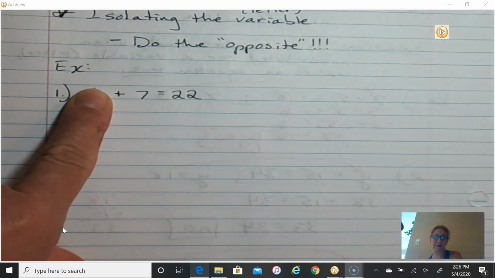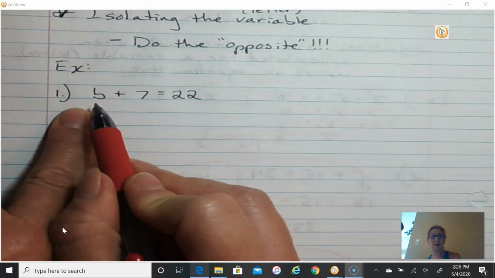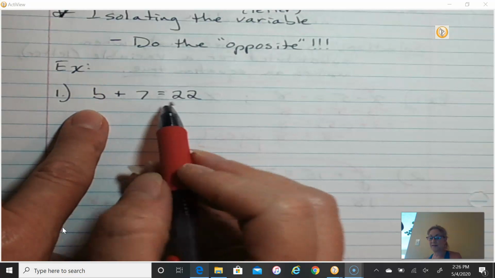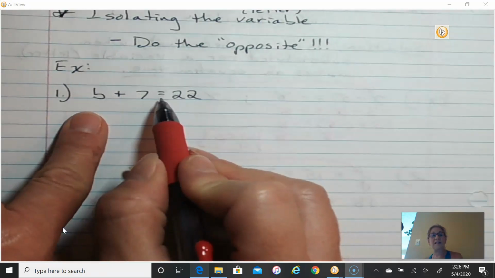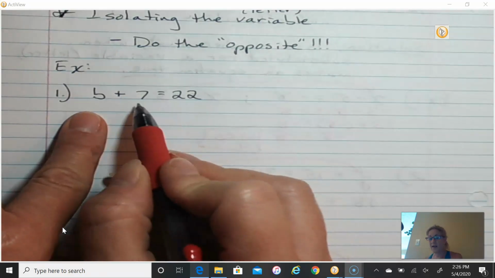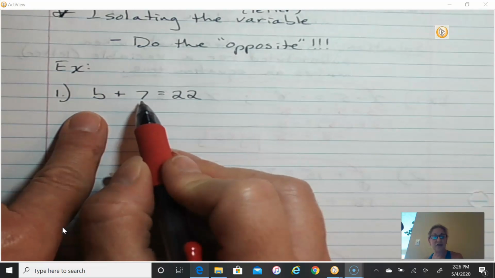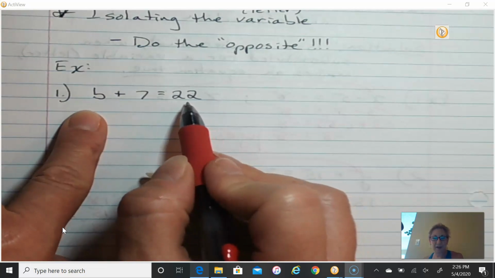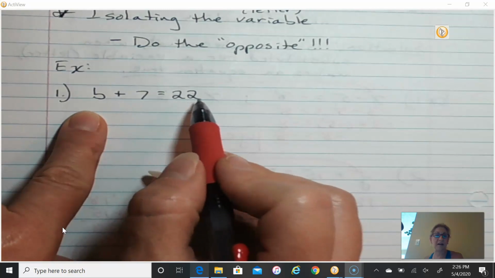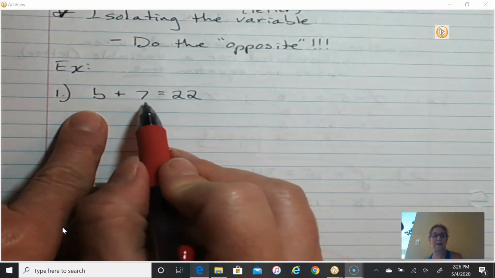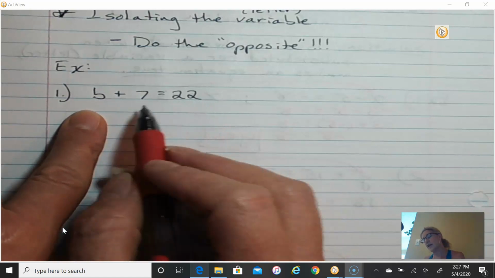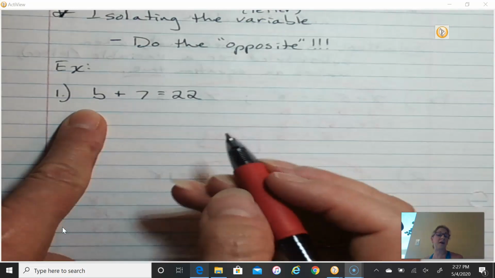Now let me explain intruder alert. You are the letter B. This is your house. The equal sign is the front door. The 7, that's the intruder. You have a 7-year-old intruder in your house. The 22, that's the cops. You have a 22-year-old cop on the outside of the door. You have to fight the intruder and push the intruder through the door out to the cops. The only way you can do that is by doing the opposite.